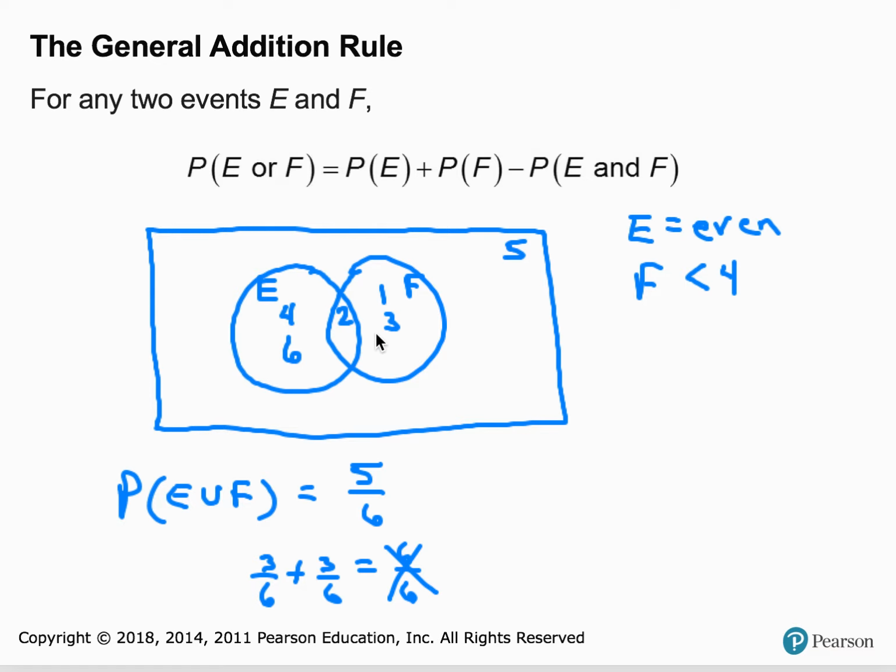Because look, this 2 right here, I counted with the F's, and then I counted it again with the evens. So that's okay to do them individually as long as at the end I take away however many are both even and less than 4, which is one number. Now notice I get 6 minus 1. I get the 5 out of 6 that we could tell had happened.